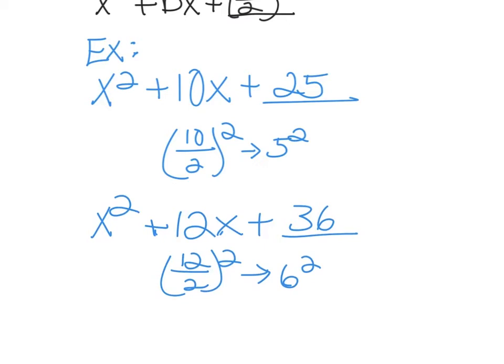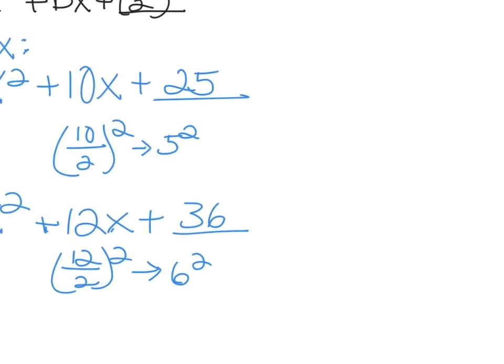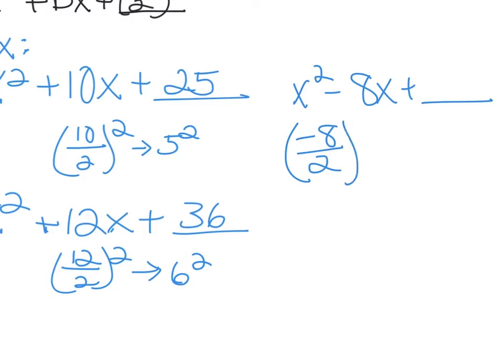You guys, the same thing holds true if we have a negative value for our linear term to begin with. So let's say we had something like this, x squared minus 8x. Plus what would make that a perfect trinomial square? Well, we would be able to still take the value in front of the x. In this case, it's negative. We would cut it in half first, and then we would square it. What does that become? Well, that becomes negative 4 all squared, or of course 16.